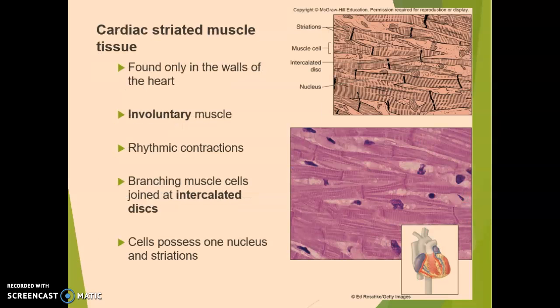Cardiac striated muscle is found only in the walls of the heart. It is involuntary. That means your heart is beating without you having to think about it. It is branched, and it also has intercalated discs. See here. Same here. And it possesses one nucleus and striations.